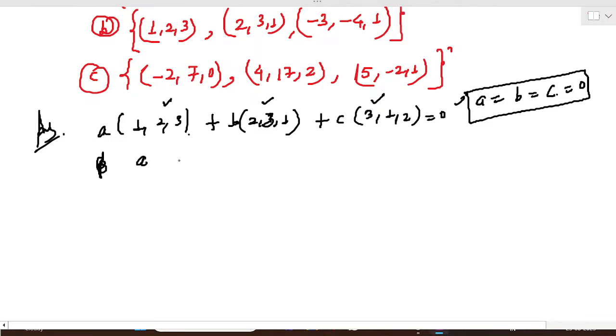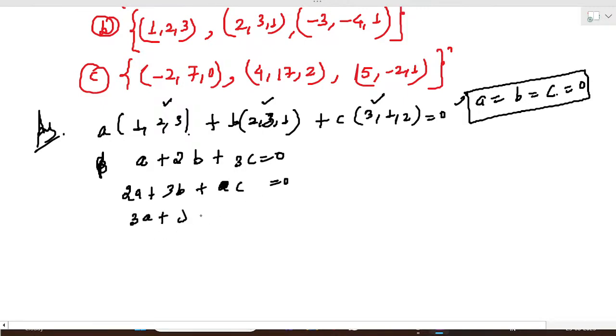So what am I getting? I'm getting a plus 2b plus 3c equal to 0. Another equation would be 2a plus 3b plus c equal to 0. And if I'm getting 3a plus b plus 2c equal to 0, right? This is my equation number 1, this is my equation number 2, and this is my equation number 3. If this is the case, then please do remember what I'm going to get.